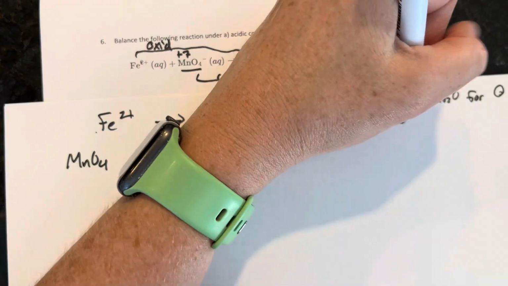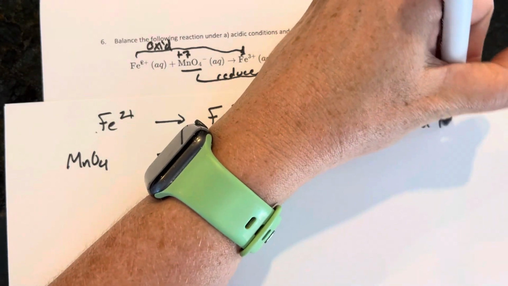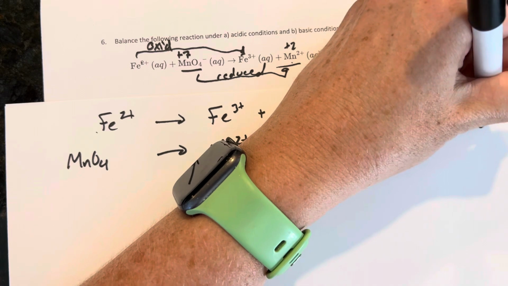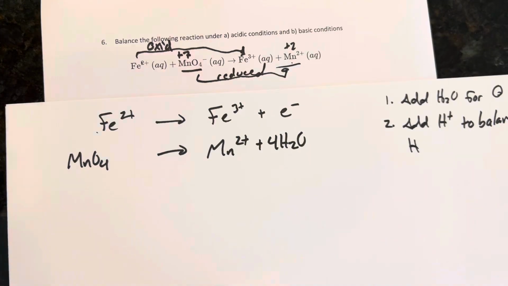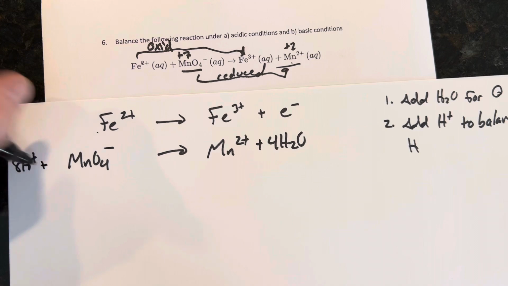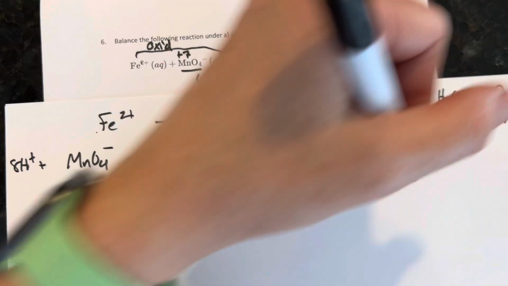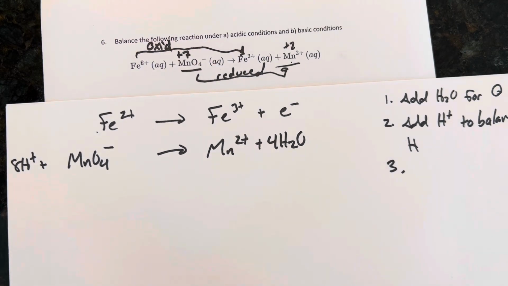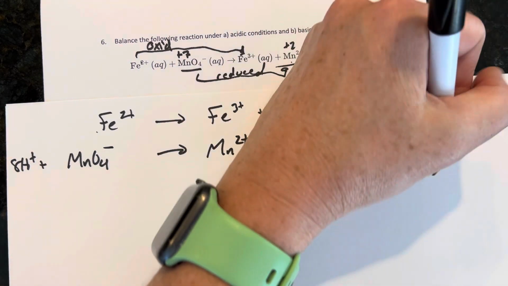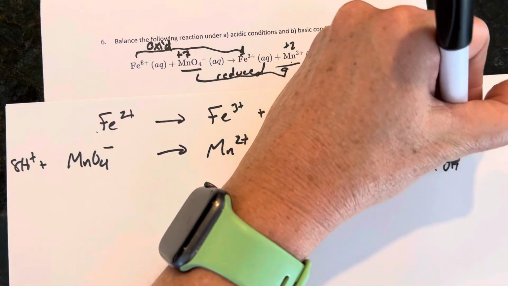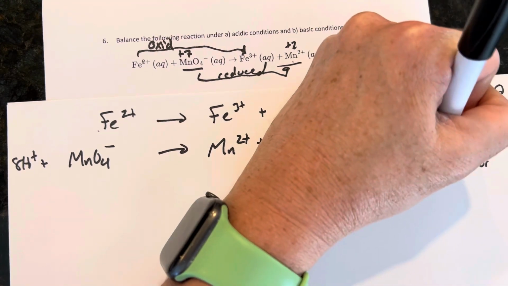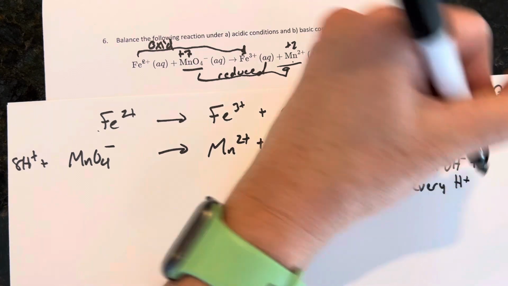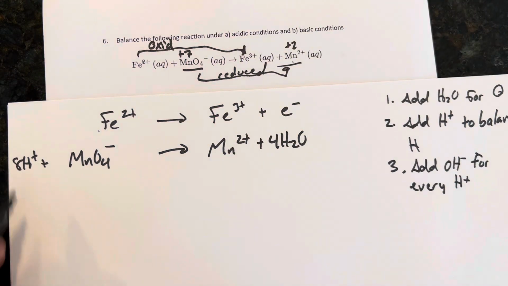Step number 2, add H plus to balance the H from the water. I added 8 new hydrogen, so I have to add 8 H pluses. Step number 3 is where things get different. You want to add OH minus for every H plus. So over here I added OH on both sides.